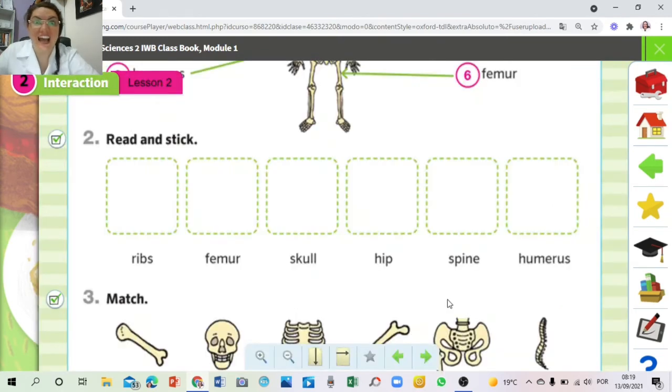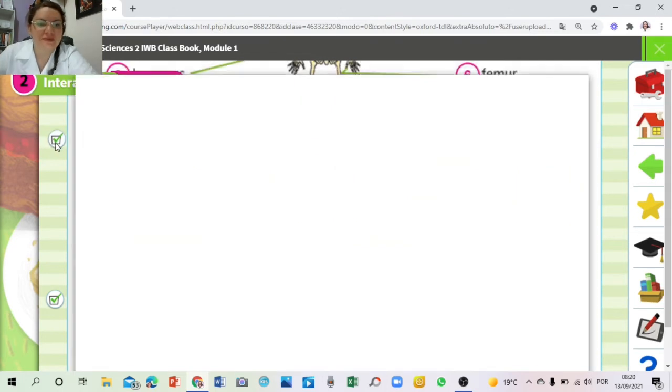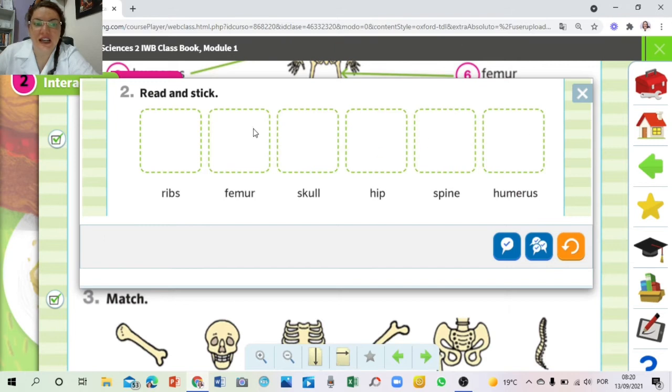Great. Now, let's do exercise number two. Read and stick. Yes, today you will use your stickers. This page of stickers. Gente, se vocês perderam essa página dos stickers, you can draw. Vocês podem desenhar, ok? No problem with this, ok? Let's do it.